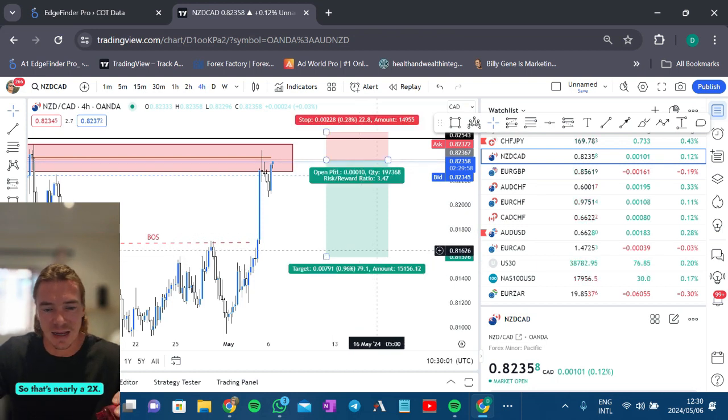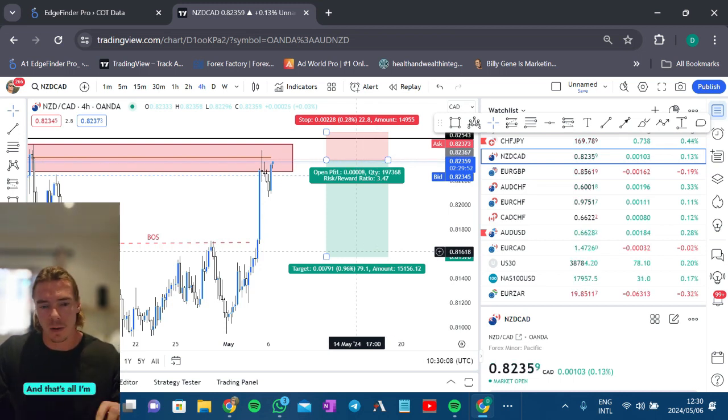So that's nearly a 2x. Okay, so that's not bad. It's not a bad trade at all. Not the best, and not the worst. And that's all I'm going to do.